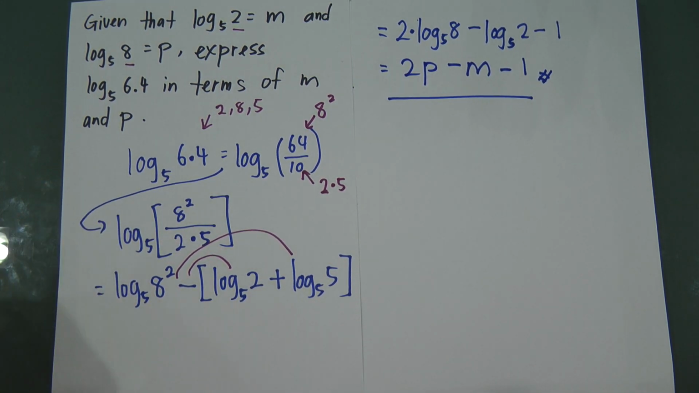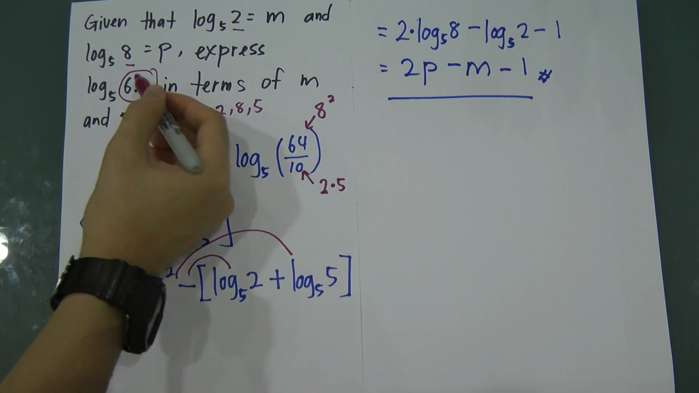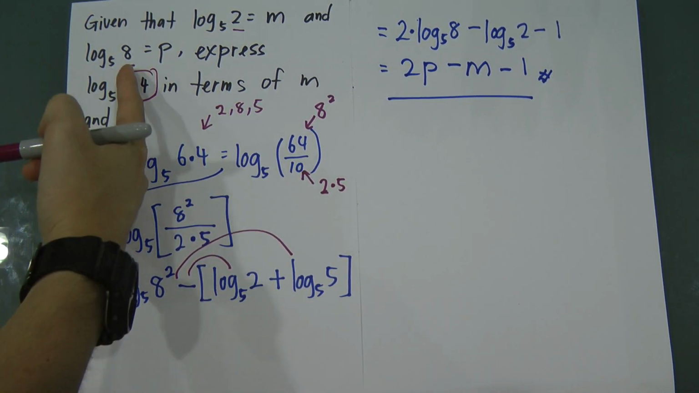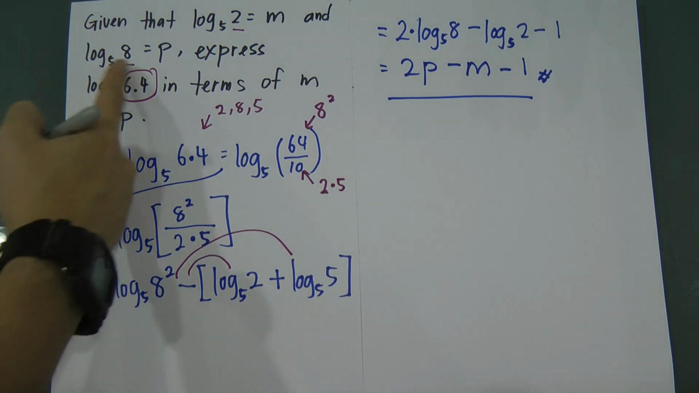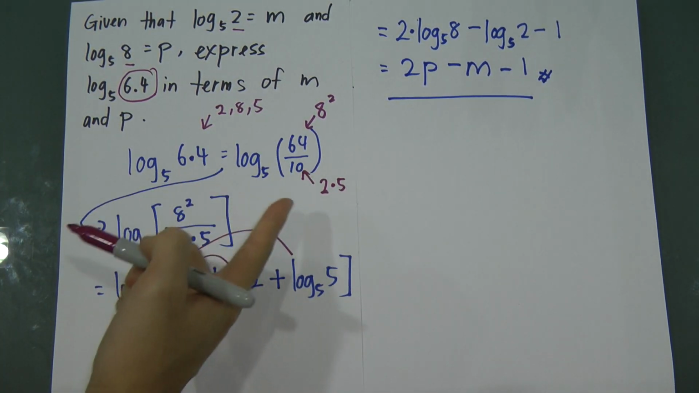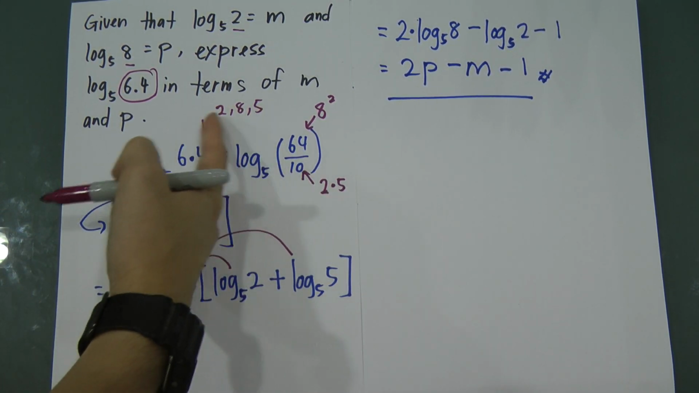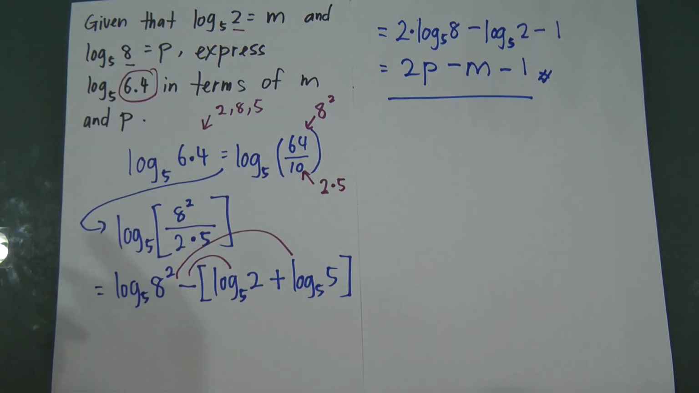So it's not really hard, but you need to understand, because most of the time for this kind of question, students have difficulty changing 6.4 into something related to 8 and 2. So most of the time, when you are given a decimal, always change the decimal into a fraction, and then try to think how you are going to change your fraction to relate to only the few numbers given in the question.